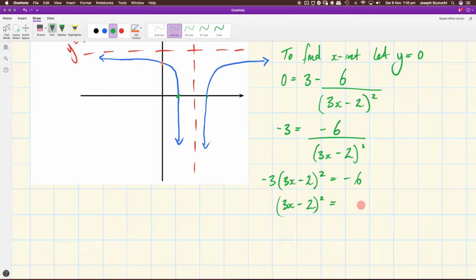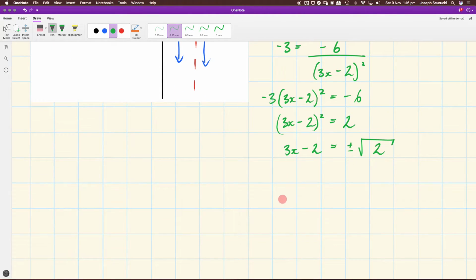Negative 6 divided by negative 3 will be 2. I will then square root both sides. So I'm going to be left with plus or minus the square root of 2. I'm then going to plus 2 to both sides. So I'm going to get 2 plus or minus the square root of 2. And then finally, I'm going to divide both sides by 3. So I'm going to be left with 2 plus or minus the square root of 2, all over 3.